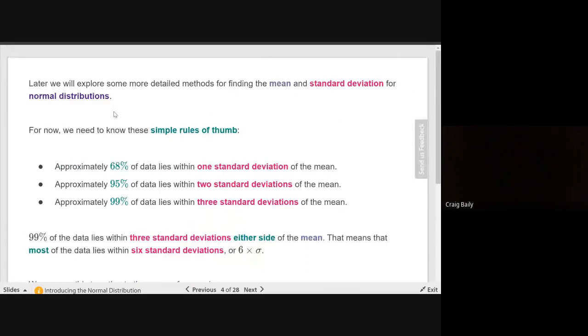Later, we're going to explore some more detailed methods for finding the mean and standard deviation for normal distributions. For now, we need to know these simple rules of thumb. It's so important, it's there twice. Get that in your notes. 99% of the data lies within 3 standard deviations of either side of the mean. And that's what we mean by this.